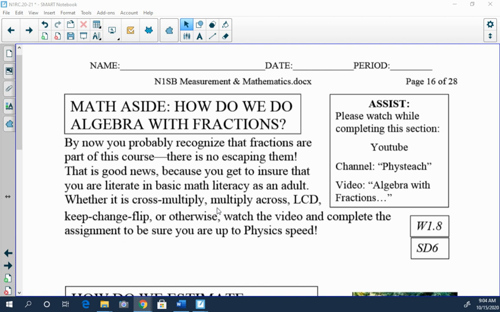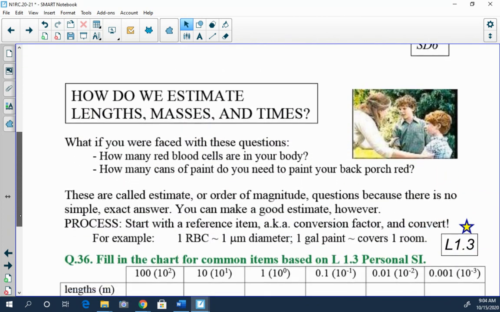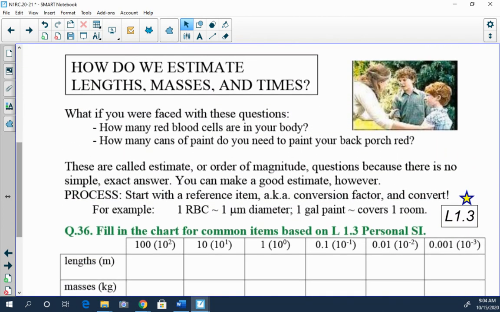Here we are, back on notes, page 16. The top we did already, algebra with fractions. So let's scroll on down to the bottom. There we go. How do we estimate lengths, masses, and times?